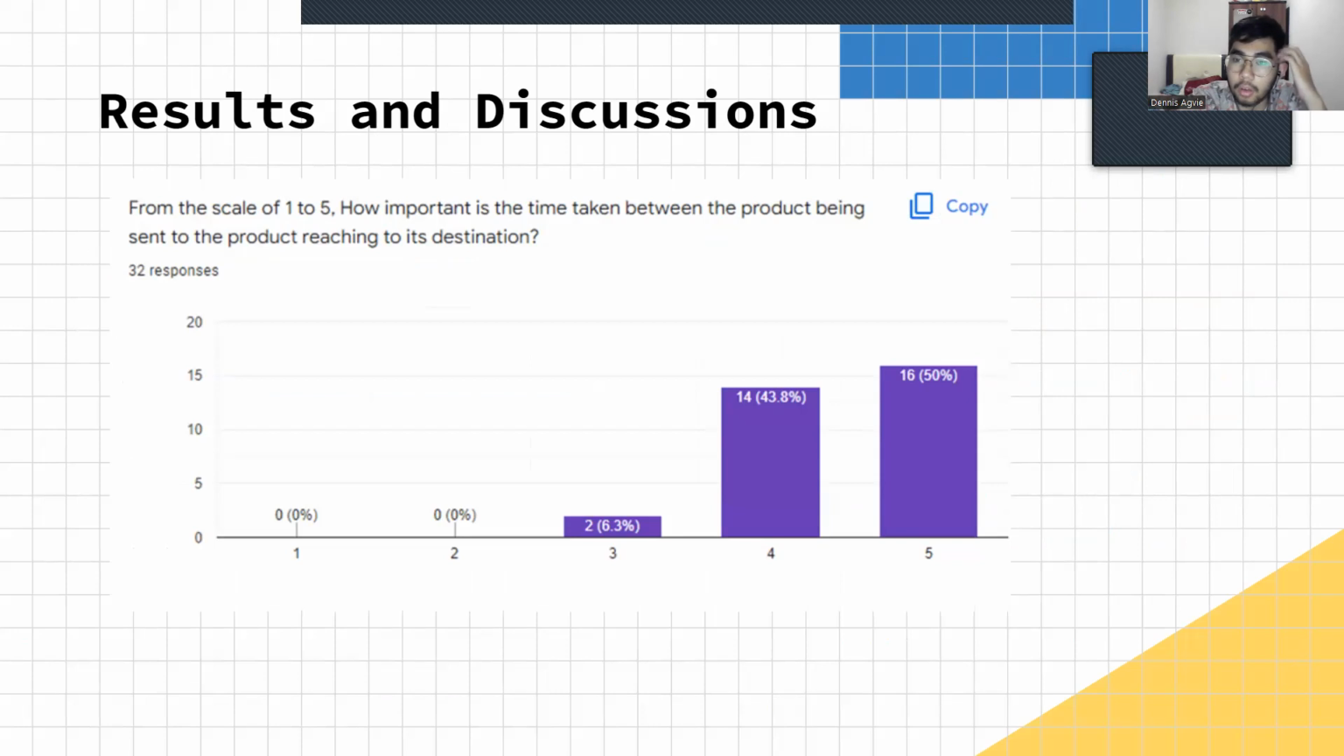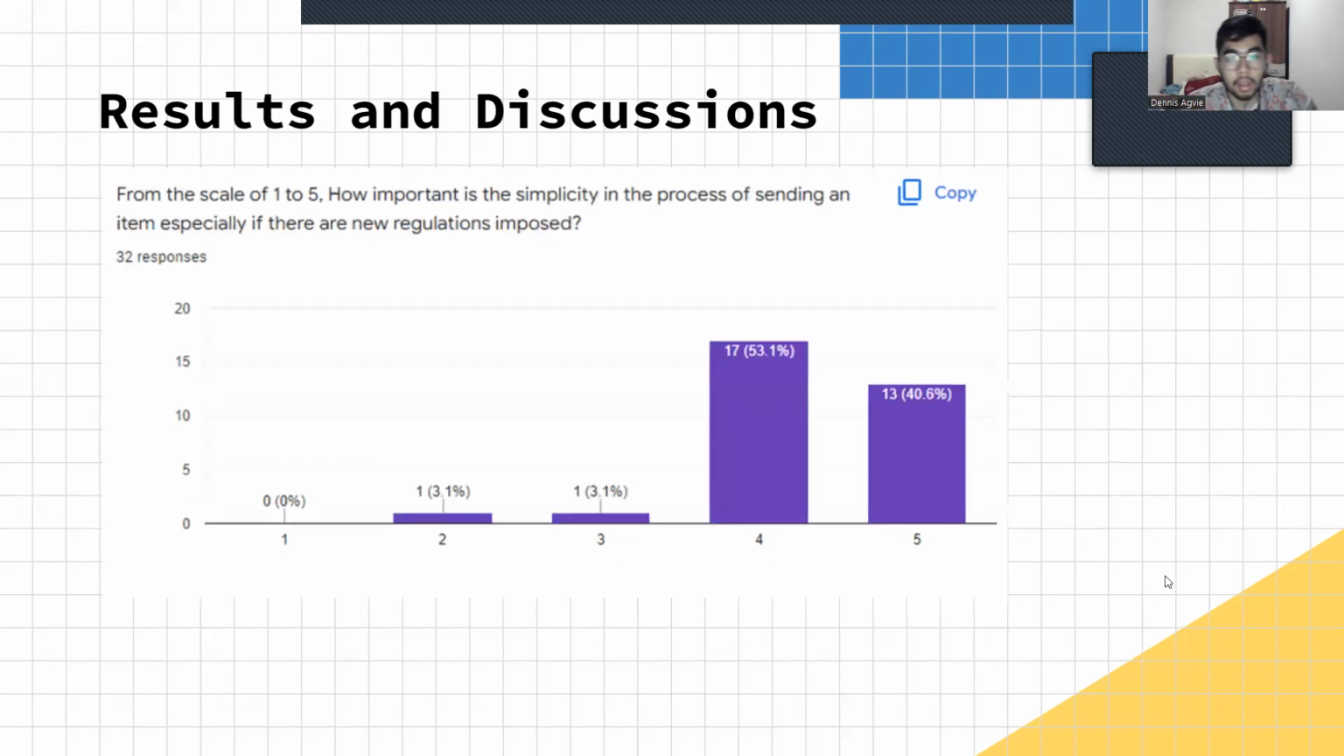As we can see, most of our respondents think that this factor is very important, as most of the respondents strongly agree with this question, and 50% of them agree strongly. And for the process factor of simplicity in the process of sending an item, especially if there are new regulations imposed, we could see that most of the people actually just agree, which is 53.1%. And we could see that 3.1% actually disagreed and think that this factor is not important.